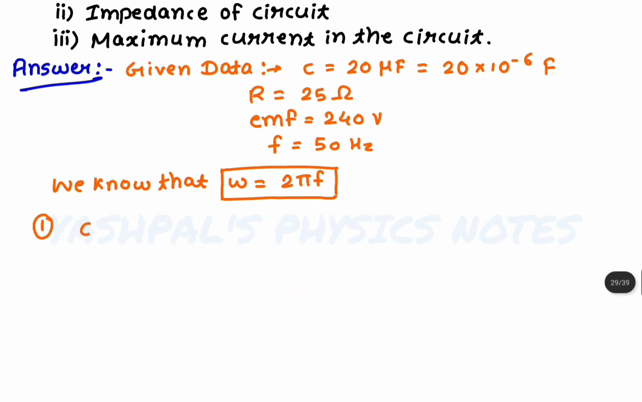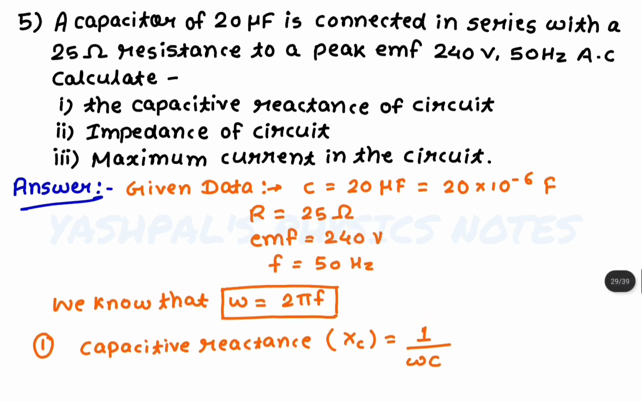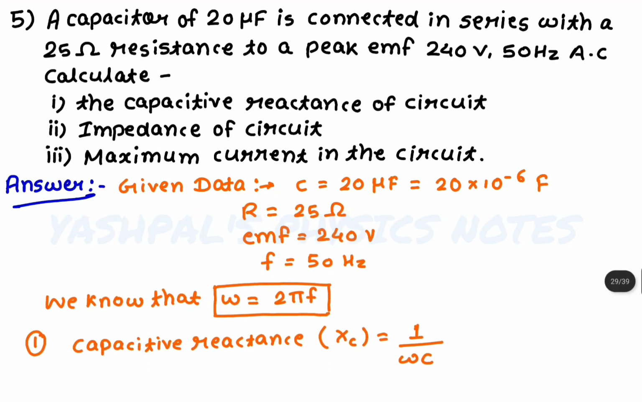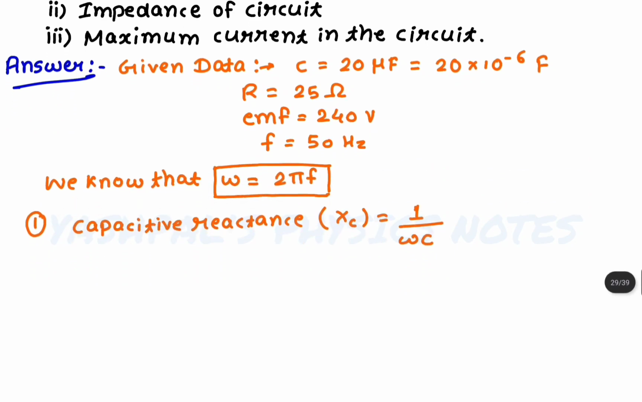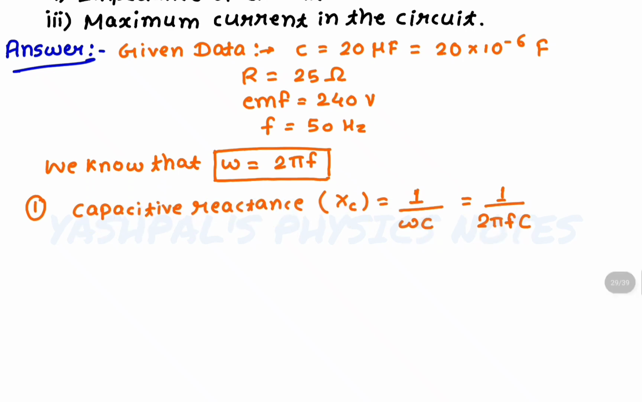So here capacitive reactance, which is given by X sub C. Its formula is 1 upon omega C. Here we have not given with angular frequency, we are given with just frequency. So we have converted to angular frequency, which is given by 1 upon, what is the value of omega? 2 pi f, and write the value, write C as it is.